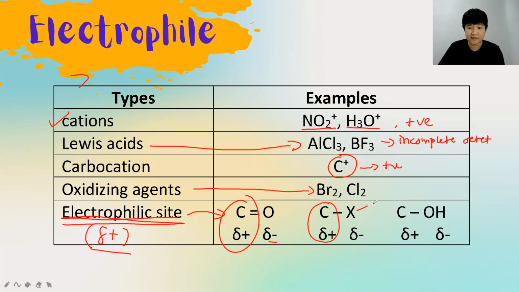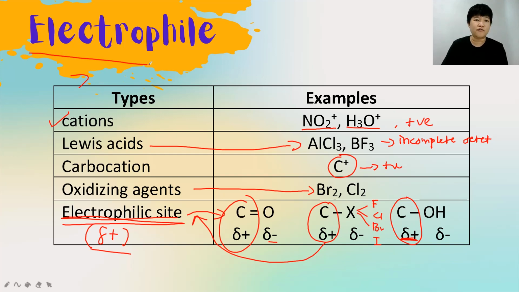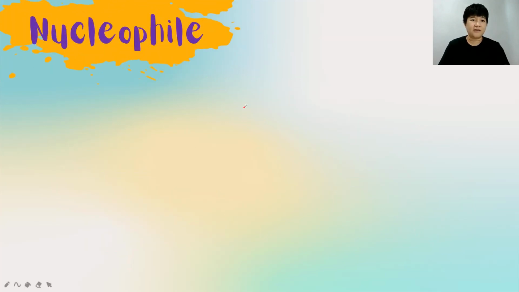You have your carbon here as partially positive when you have your X, which can be fluorine, chlorine, bromine, and also iodine. So when your carbon partners with a halogen, it also becomes partially positive, and becomes an electrophilic site. When your carbon partners with oxygen, it also becomes partially positive as an electrophilic site. So bear in mind, electrophile means you do not have enough electrons and you will love electrons. Alright? You love electrons because you do not have enough of them. Okay? Next, I have nucleophile.